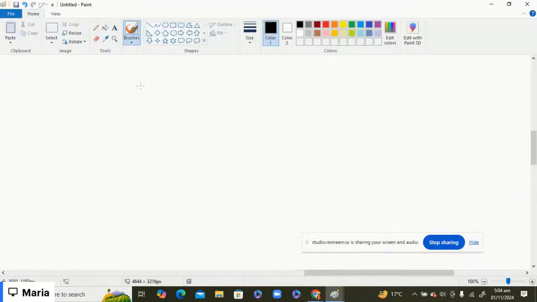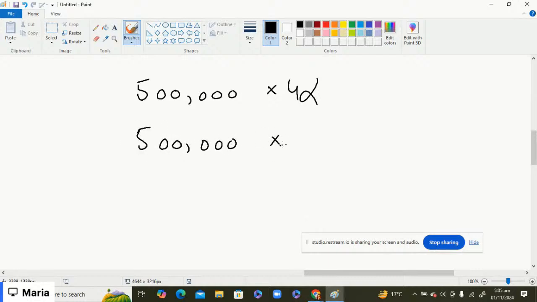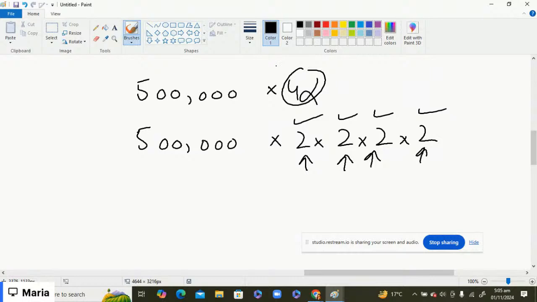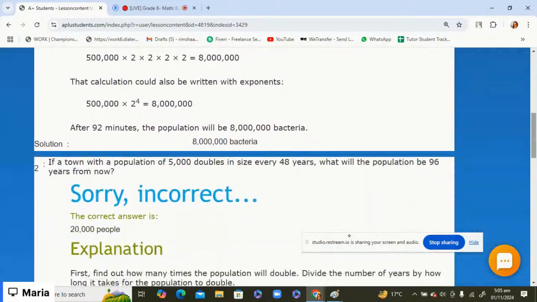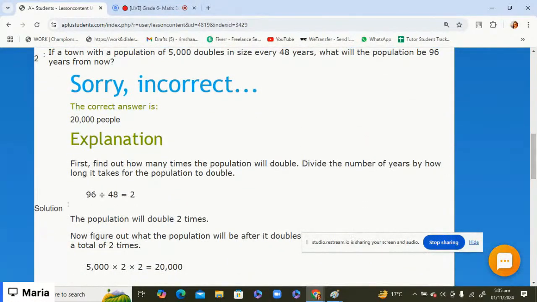You are not simply multiplying 500,000 by 4. No. It means this number of bacteria in the colony is multiplied by 2, 1, 2, 3 and 4. Here you are putting 2 how many times? 4 times. This shows that the population will double 4 times. So when you multiply all the numbers, you get your answer. Alright, you understand? Let's discuss the next question.